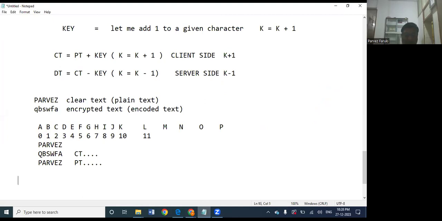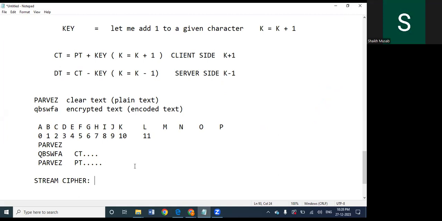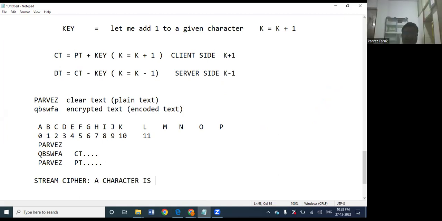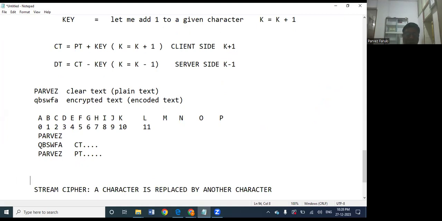So what I am trying to tell you now is, this cipher is known as a stream cipher. What is it called? It's called a stream cipher because a character is replaced by another character. Okay, first thing. And before I call it a stream cipher, I'll call it a symmetric encryption. I did not use these words because I wanted you to understand things first and then look at the buzzwords. What do you call this? It is called symmetric encryption.